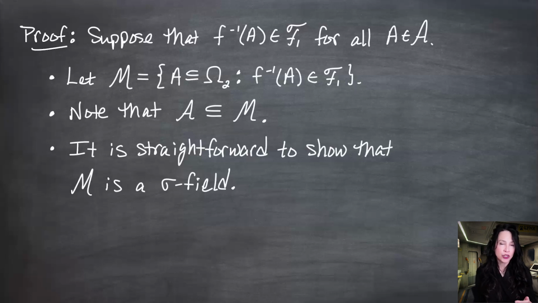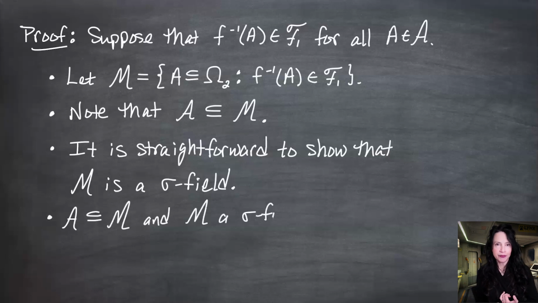And because I will be showing other things are sigma fields today and going through those three properties many more times, I'm going to leave this one out and leave it to you. So let me know in the description box if you're having trouble showing this fact, and I will come back to it. So we've got curly A contained in curly M.